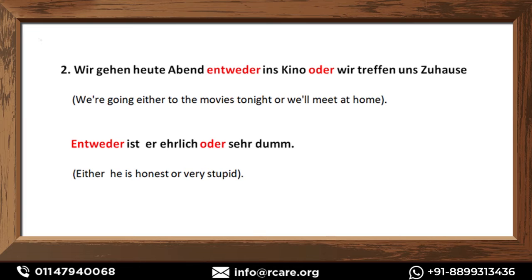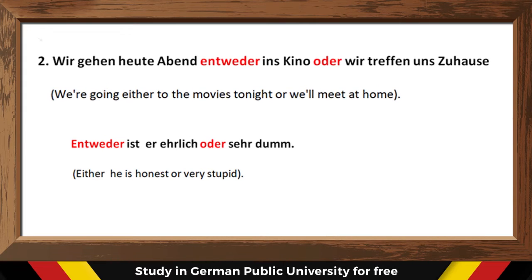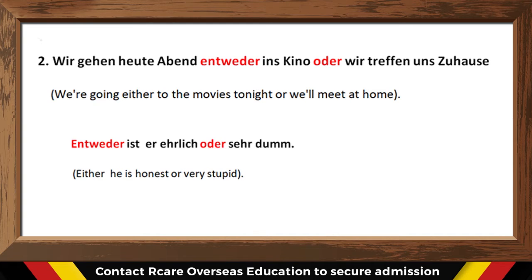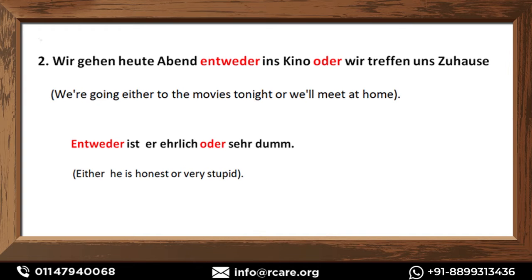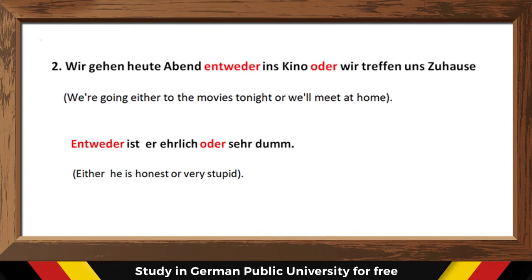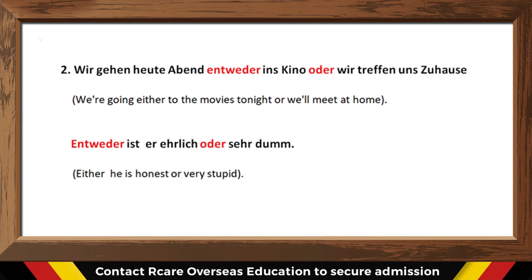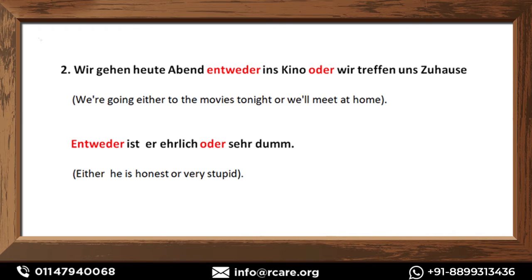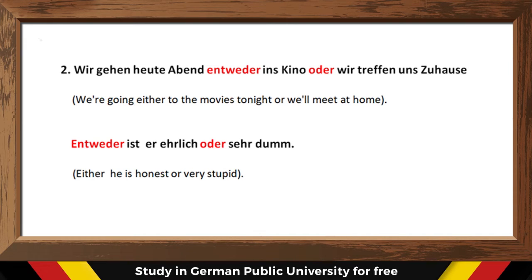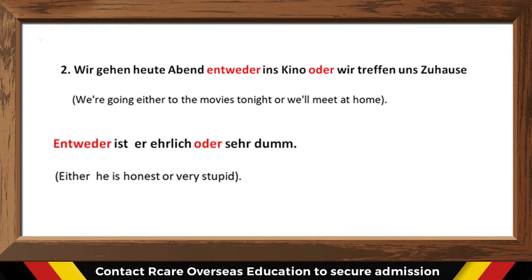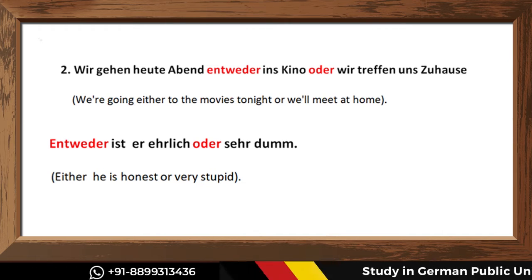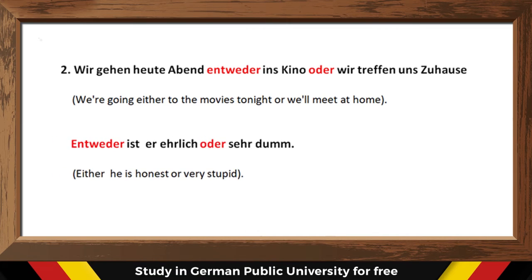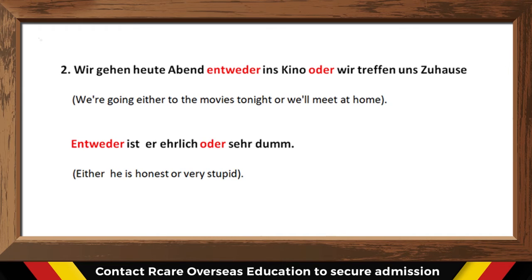Now, let's look at the second connector. Wir gehen heute Abend entweder ins Kino oder wir treffen uns zu Hause. We are going either to the movies tonight or we will meet at home. Now in this sentence, we are only including one of the two options. That means either we'll be going to the movies or we'll stay at home. Entweder ist er ehrlich oder sehr dumm. Either he is honest or he is very stupid. So we are including only one of the two attributes.